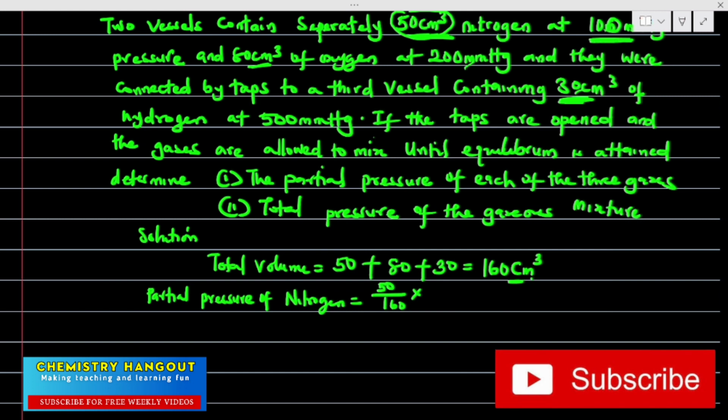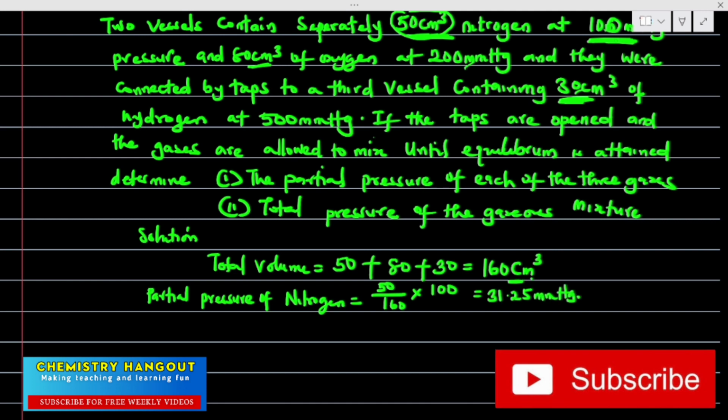You can see the pressure of the first one is given already. Two vessels contain separately 50 cm³ nitrogen at 100, so that will be 100. Let me use my calculator. That will be 50 times 100, divided by 160, and that's giving me 31.25. So the partial pressure of nitrogen is 31.25 mmHg.